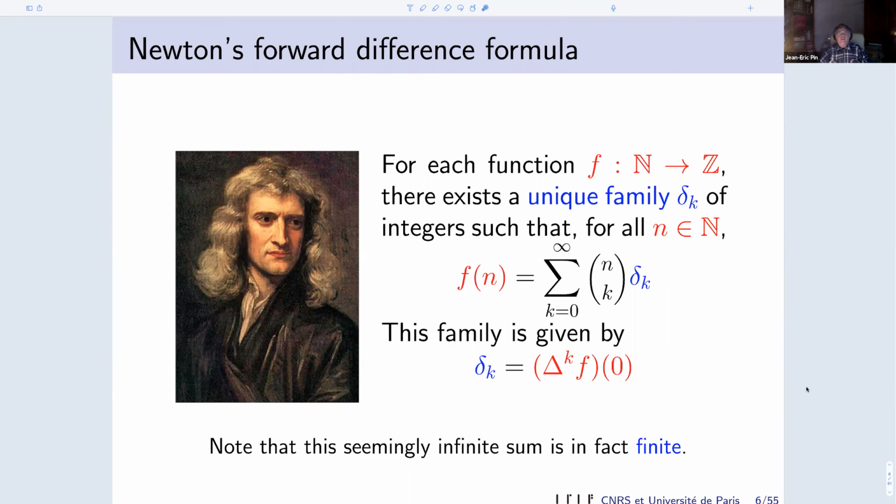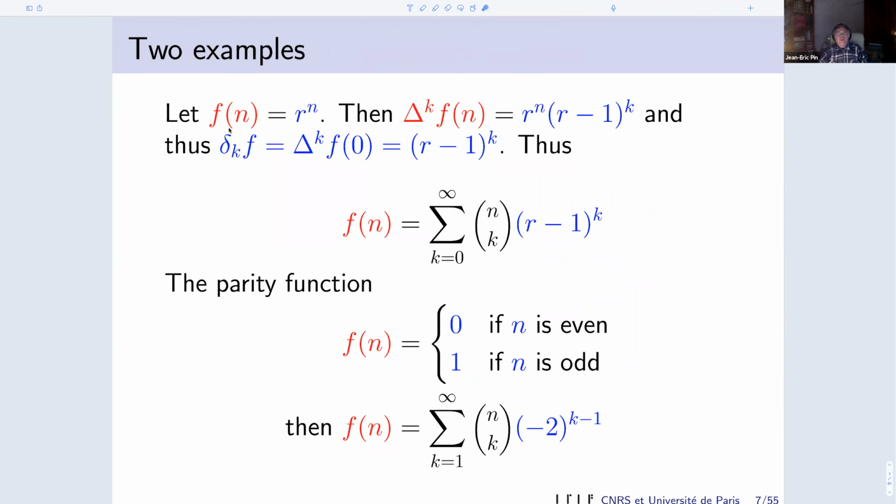So let me come back to my example. If you start with my function r to the n, then you remember that delta k of f was r to the n times (r minus 1) to the k, so taking this at 0, you get this lowercase delta k is this quantity, and therefore you get this equality. And the same way, if you start with the parity function, you get this equality, where you see the coefficients this time are powers of minus 2.